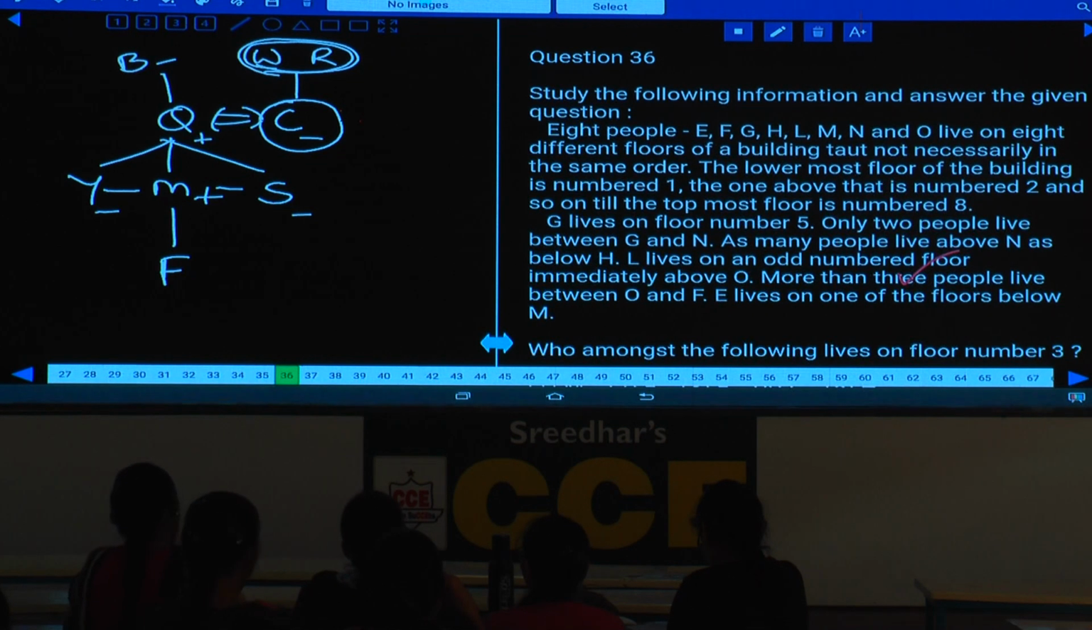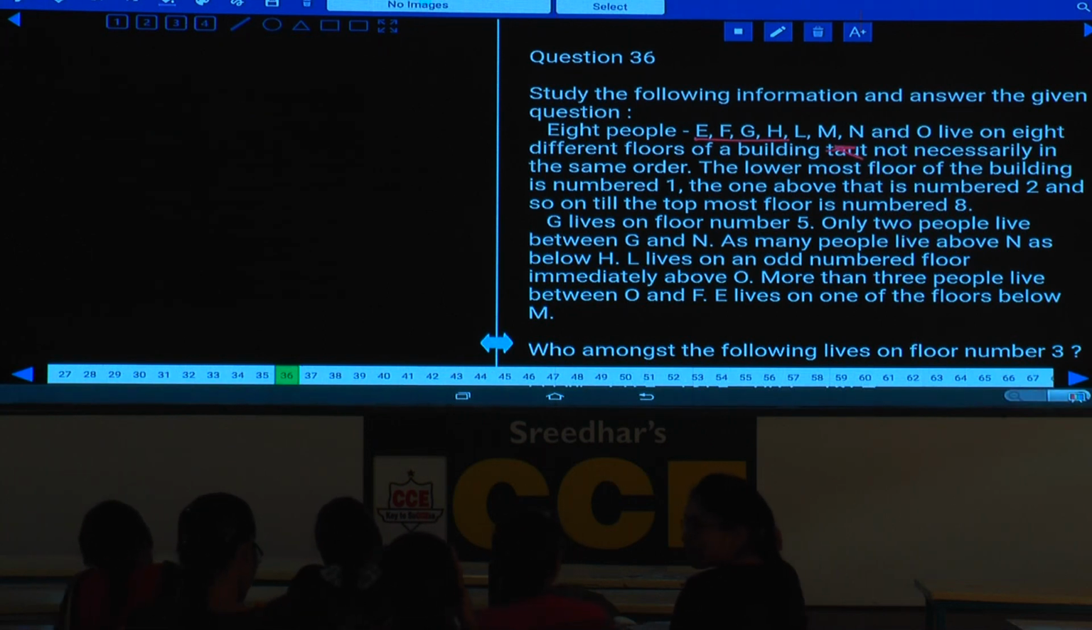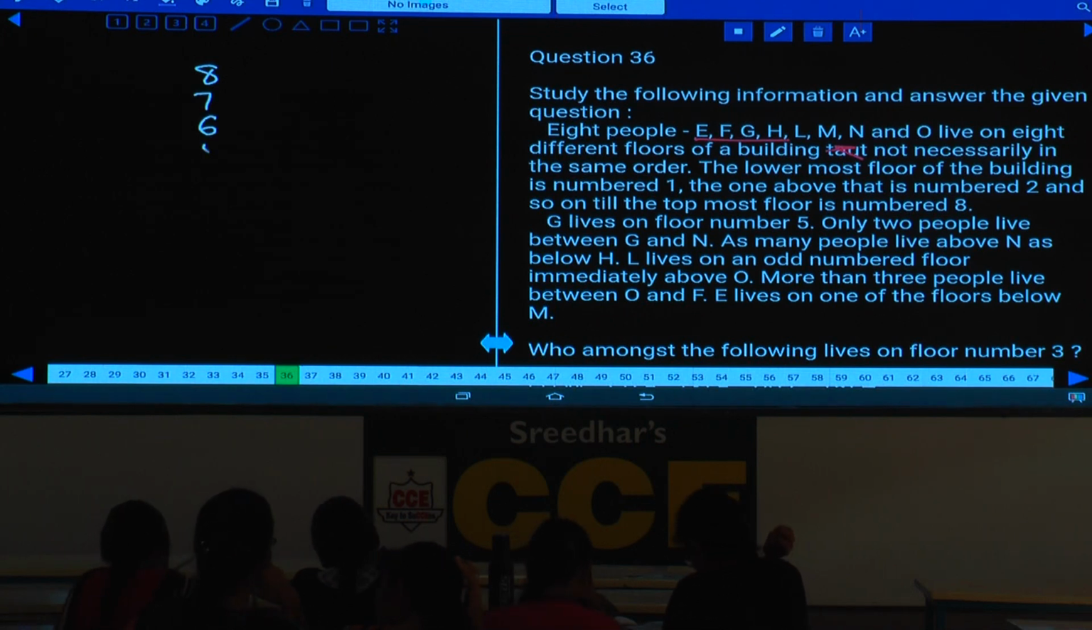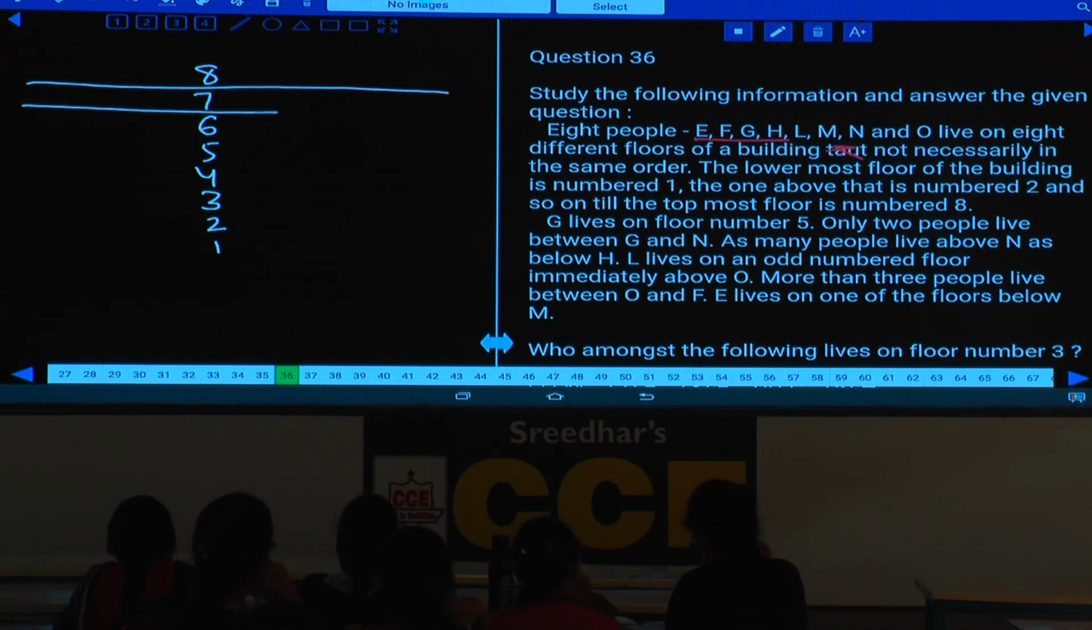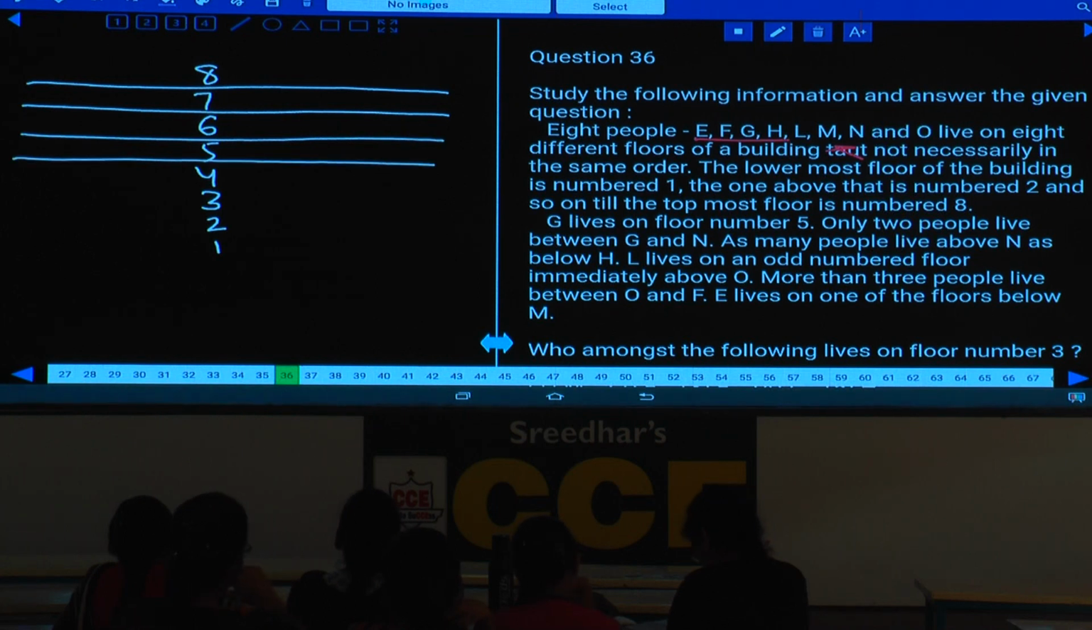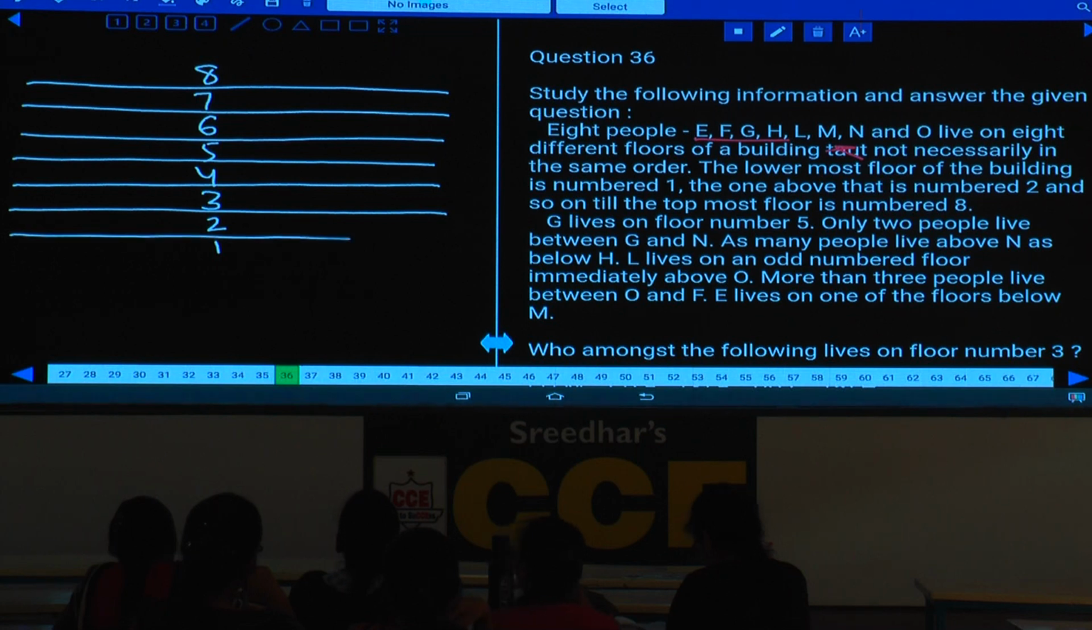Then 36 to 40. Now 8 people E, F, G, H, L, M, N, O live on 8 different floors of a building, but not necessarily in the same order. Now 8 persons are there, and these 8 persons are living on 8 different floors of a building. Hence, whenever the floor arrangement is given, always write down the floors at the center, 8, 7, 6, 5, 4, and extend the lines like this, wherein you can simultaneously work out 2 possible cases.